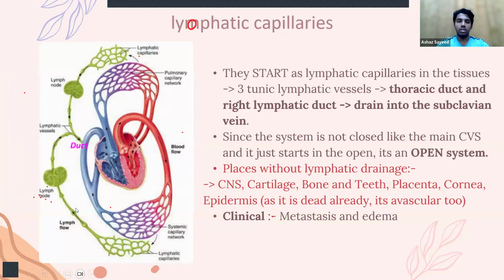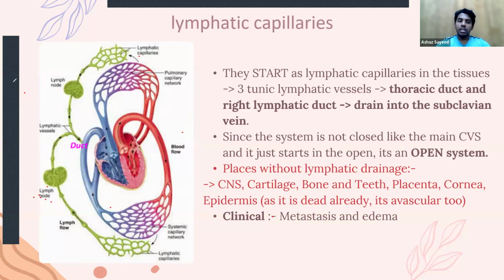Now we have lymphatic capillaries. Lymphatic capillaries, structure-wise, are similar to veins. They start at the lymphatic capillaries. They drain into the thoracic duct and the right lymphatic duct, which in turn drain into the subclavian vein.